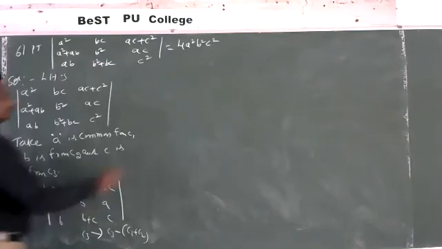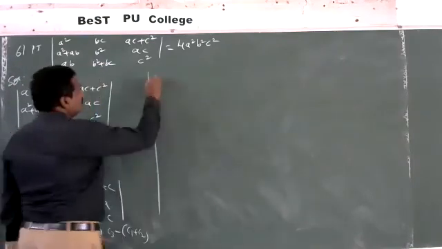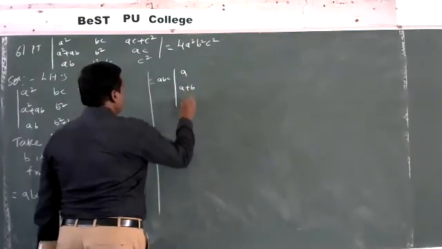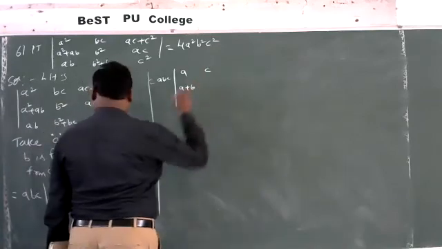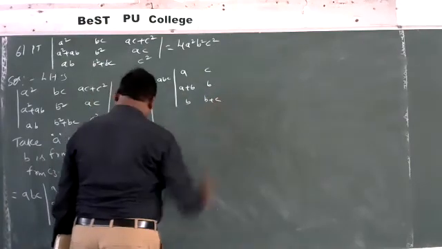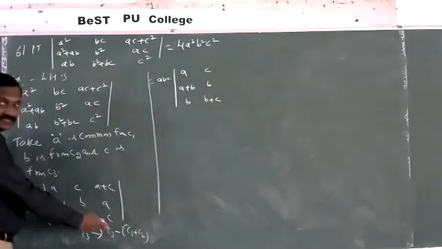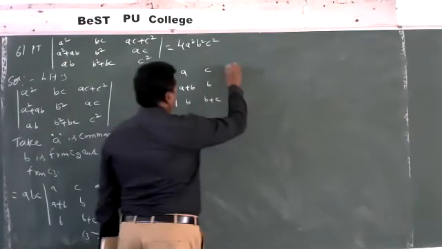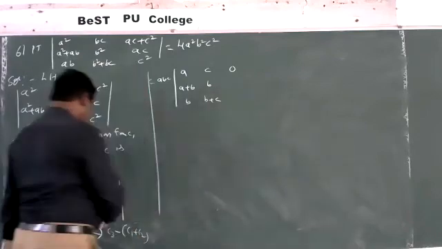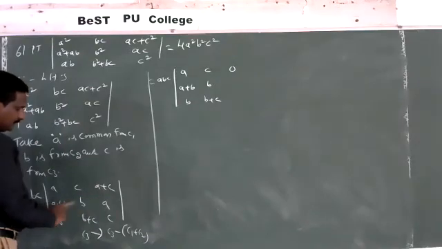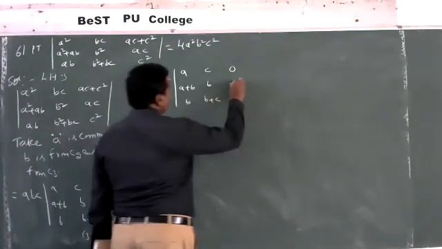C3 goes to C3 minus (C1 plus C2). If you apply that one, here it is the determinant of A plus B, B, C, B, B plus C. In the place of C3, we are writing C3 minus (C1 plus C2). A plus C minus A plus C, this element becomes 0. Next, this element A minus B minus A minus B, then it becomes minus 2B.